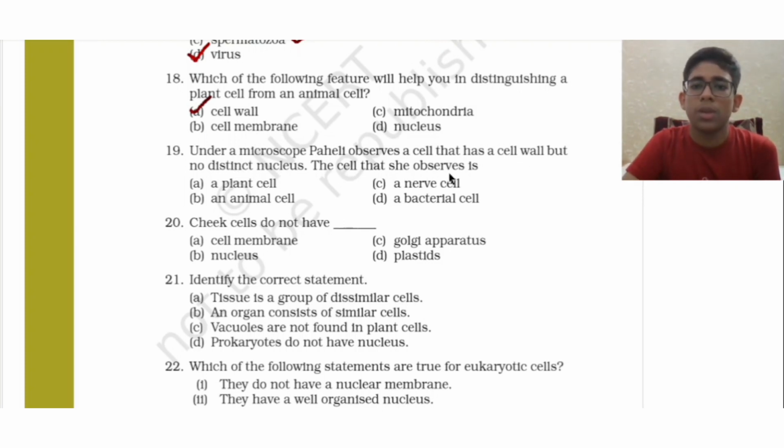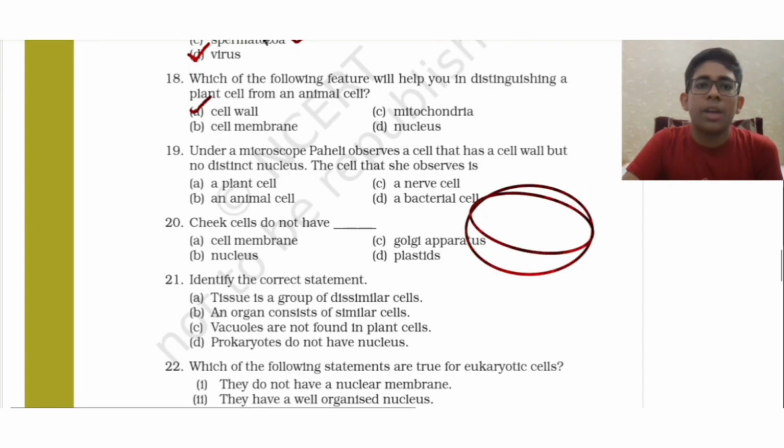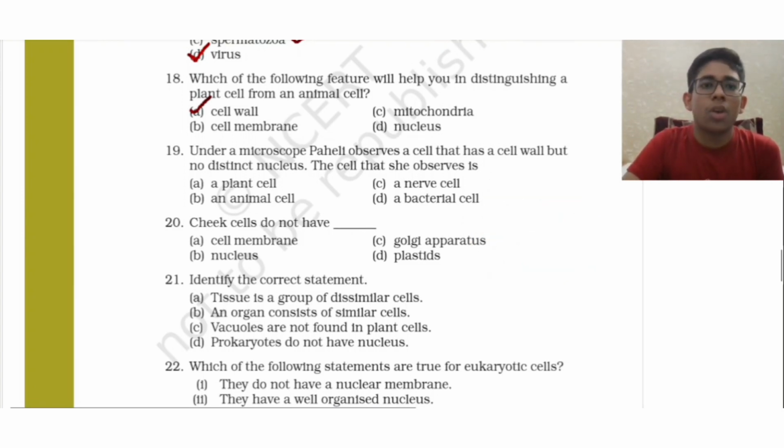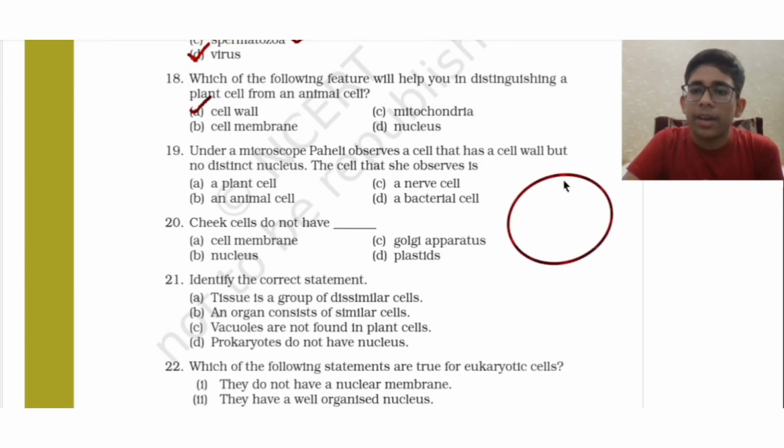The cell that she observes is... So we have a case where we have a cell, it has a cell wall and it has a cell membrane also, because all the cells that have a cell wall must have a cell membrane. But the thing is that it does not have a bounded nucleus. So we know that the organisms which do not have a bounded nucleus and just have a dense region in which the genetic material is stored are the prokaryotic cells. So in the simpler version of the question, we have to find the prokaryotic cell out of these. So let's find the prokaryotic cell.